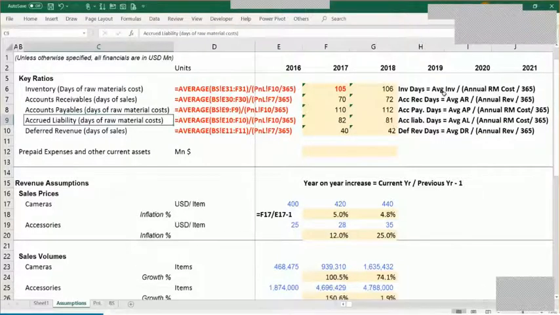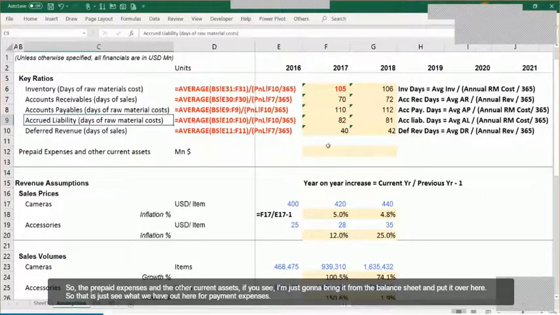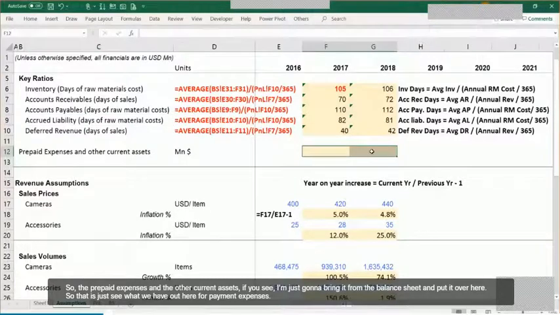Right. So the prepaid expenses and other current assets, if you see, I'm just going to bring it from the balance sheet and put it over here.